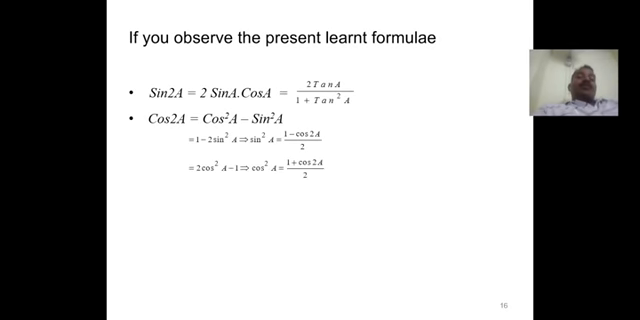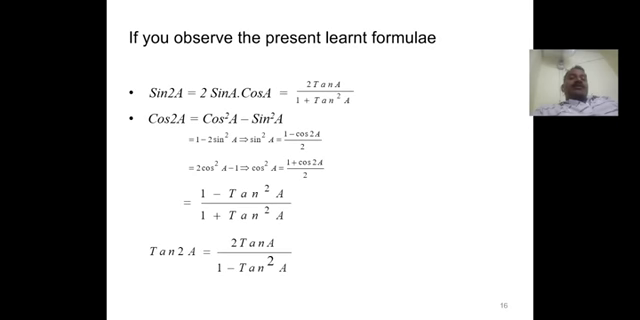Similarly, 2 cos square a minus 1. From that, cos square a is 1 plus cos 2a by 2. And this cos 2a formula is 1 minus tan square a by 1 plus tan square a. So these are the now tan 2a formula. What's the tan 2a formula? 2 tan a by 1 minus tan square a. So these are the principles of 2a formulas.